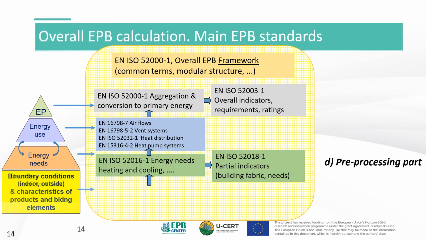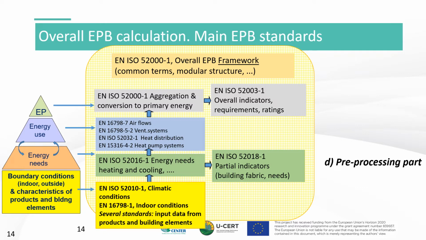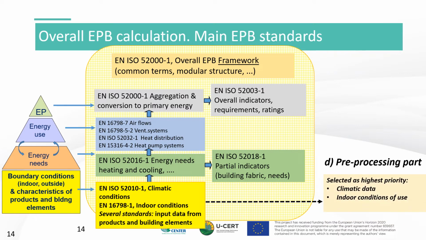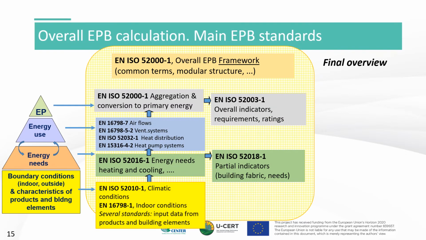Then finally we have the standards selected on the pre-processing, and those are the one on the climatic conditions 52010 Part 1 and the European standard EN 16798 Part 1 on the indoor conditions. So as highest priority, these two have been selected. So here we have the final overview of the 10 selected EPB standards.